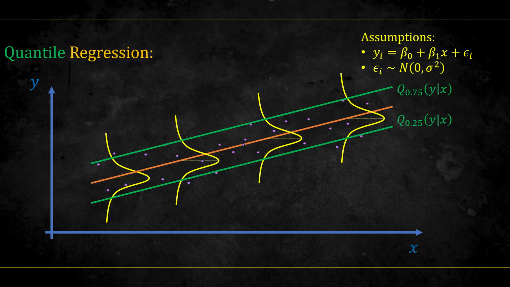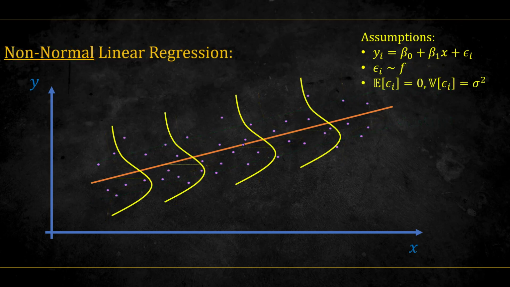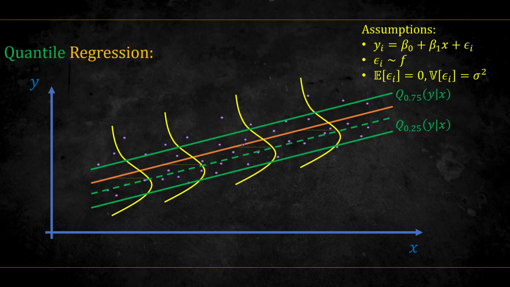If we have a non-normal linear regression, this means that the distribution of the error is not necessarily known, only that the mean of the noise is 0 and that it has a constant variance. OLS can still work to give a solution. In the case shown here, since the distribution is not symmetric, the quantile regression will have non-equally spaced lines. The space between 0.25 and 0.5 is smaller than the space between 0.5 and 0.75.